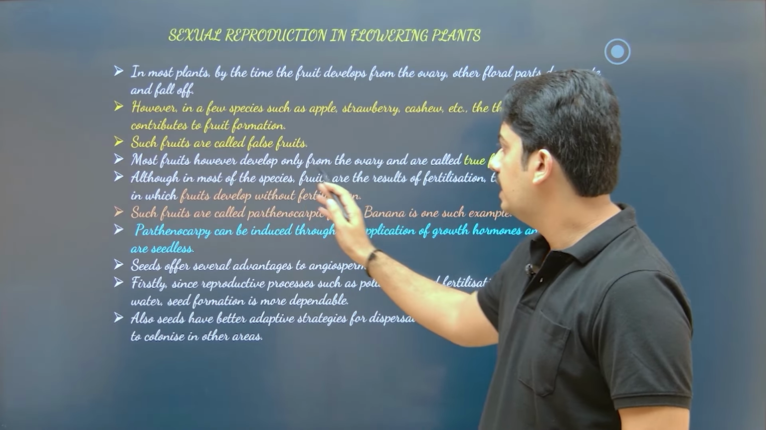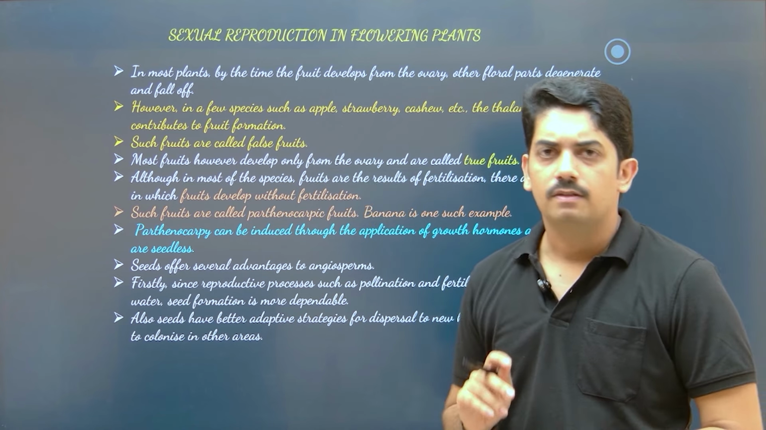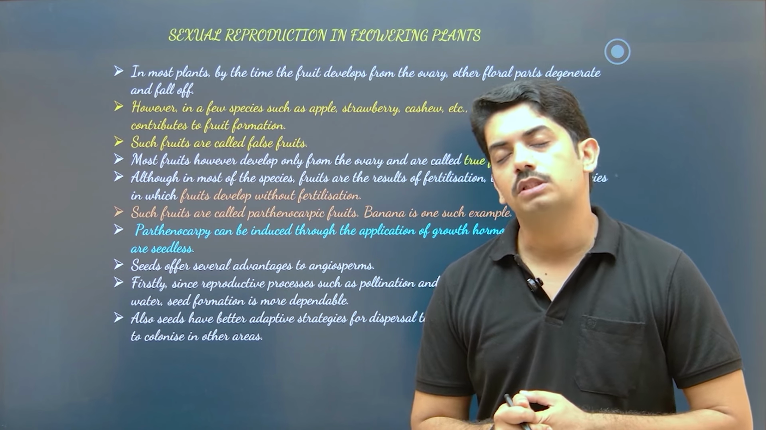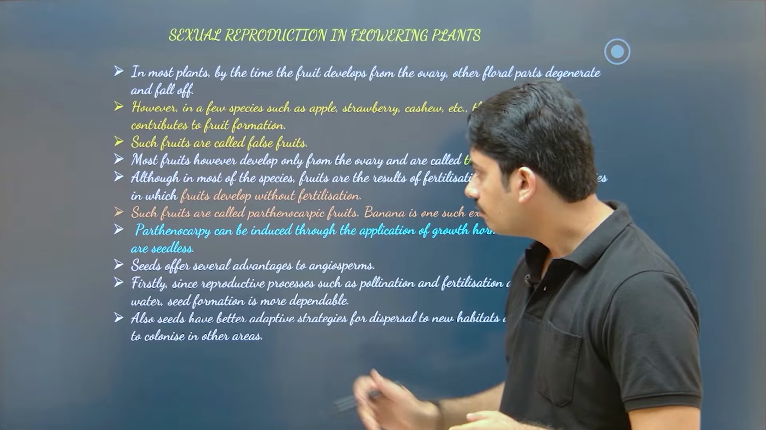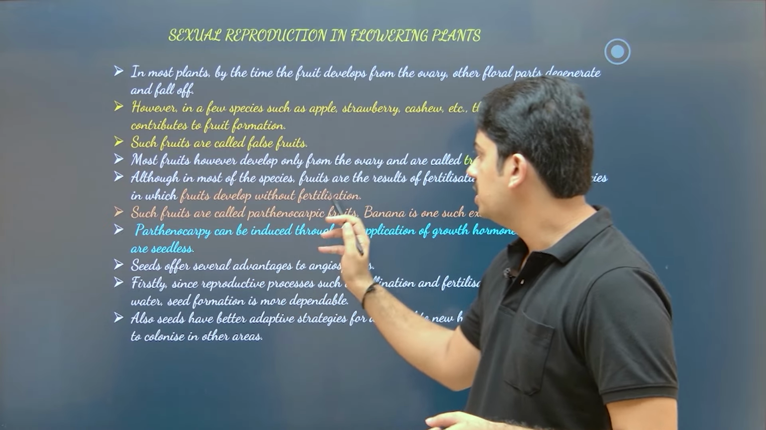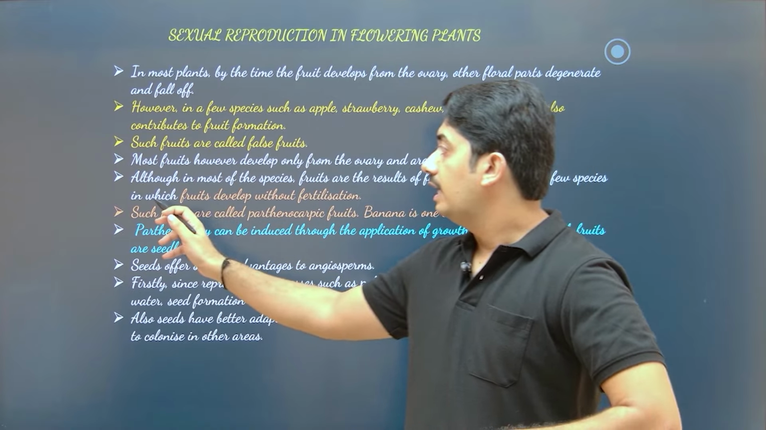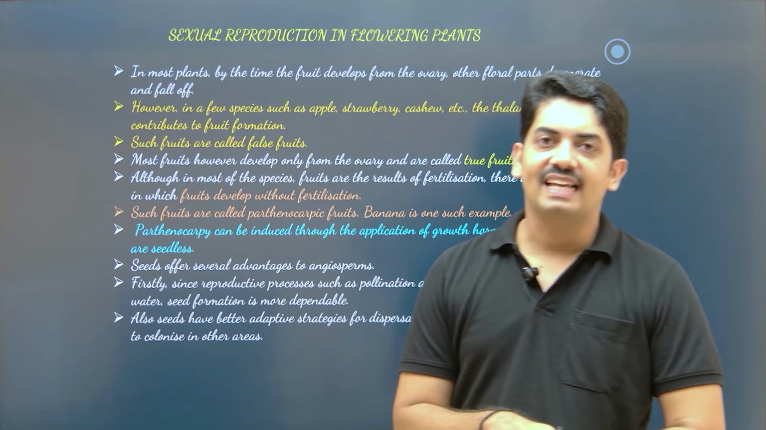Most fruits, however, develop only from the ovary and are called true fruits. You have hundreds of different examples of true fruits, where most of the time the ovary develops into fruit after fertilization. Although in most of the species fruits are the result of fertilization, there are a few in which fruits develop without fertilization. See, this is again an exception.